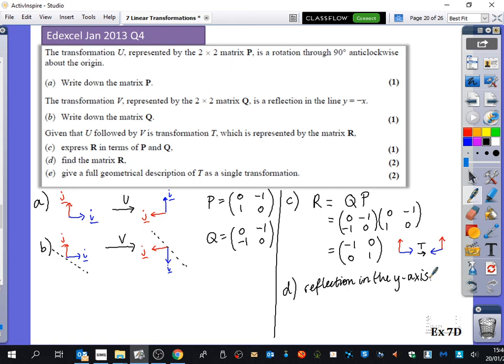Yeah, that. Do you think you could have done that in your head? Do you think you could have done rotation 90 degrees and then a reflection in the line y equals minus x? Yeah, you can, can't you? j goes back to where it's supposed to be, and i is flipped, so it was a reflection in the y-axis. Cool. So I'll show you what the mark scheme looks like.